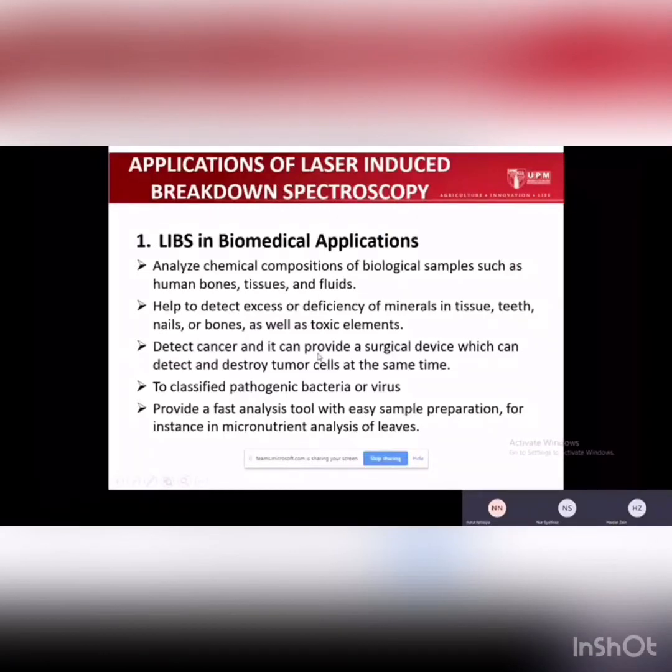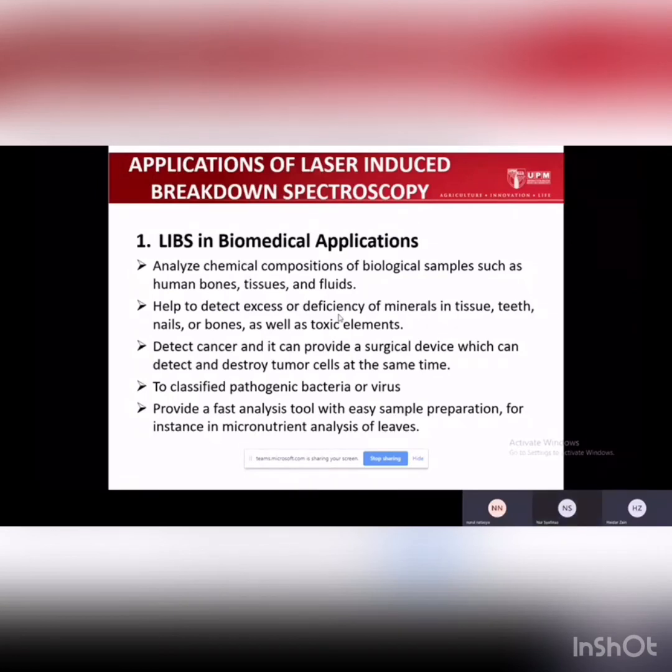LIBS in biomedical application. LIBS can be used in biomedical application to analyze the chemical composition of biological samples such as human bones, tissue, and fluid. It also can help to detect excess or deficiency of minerals in tissue, teeth, nails, or bone, as well as toxic elements.